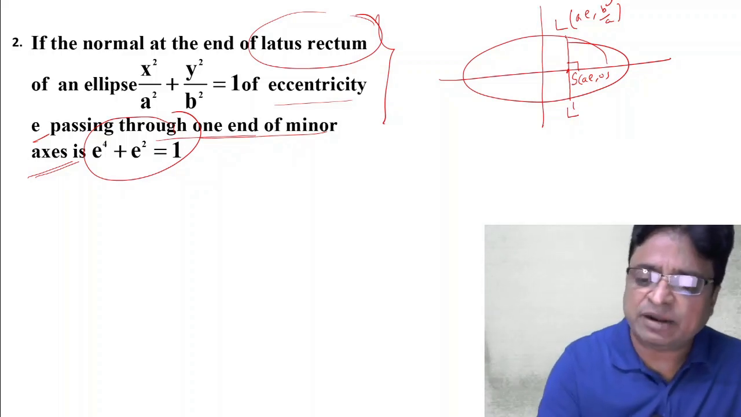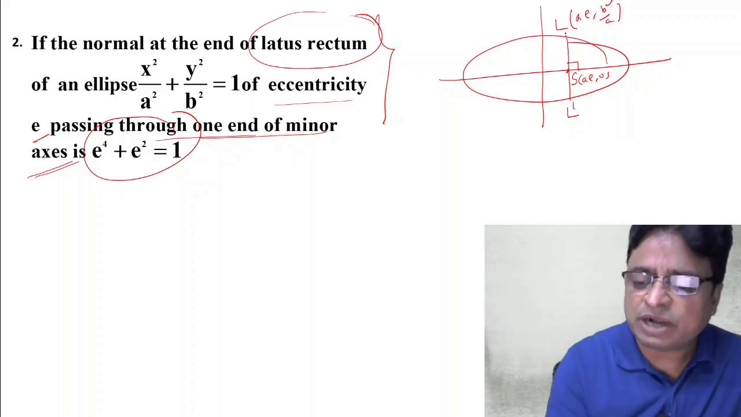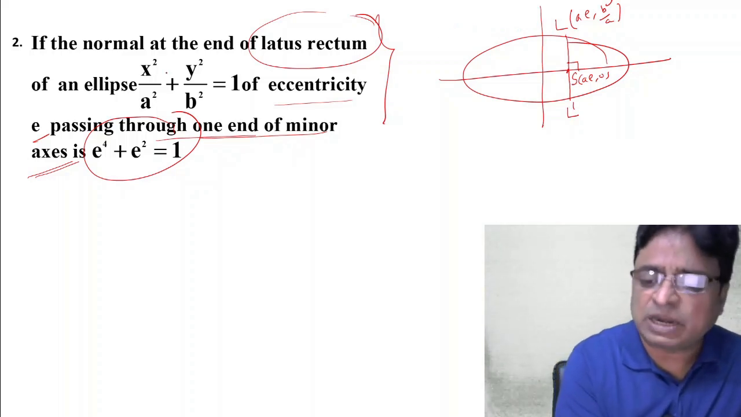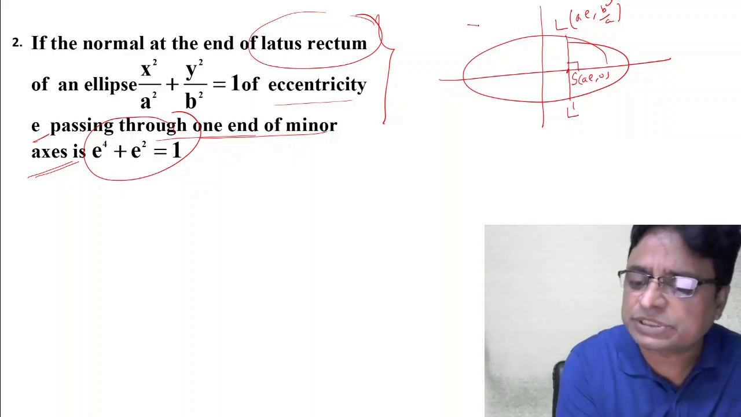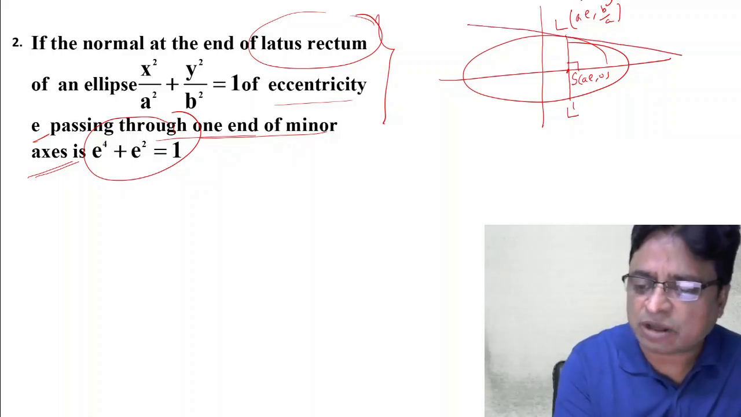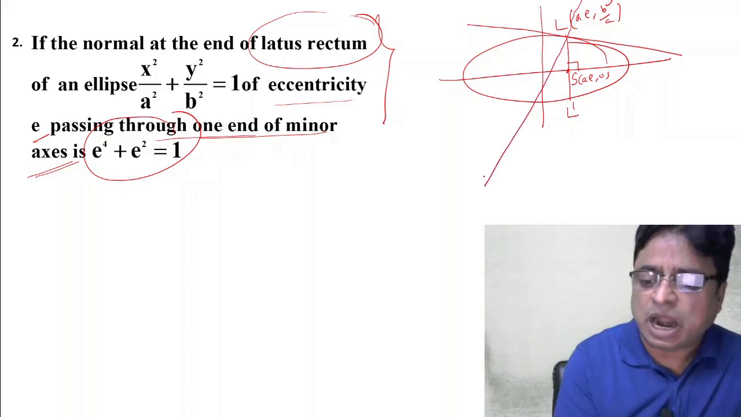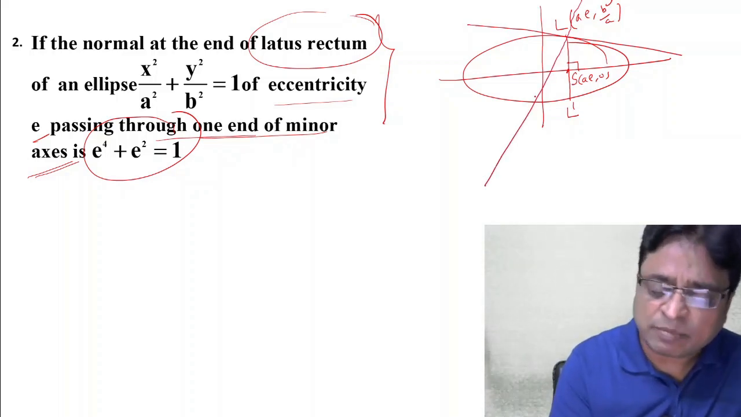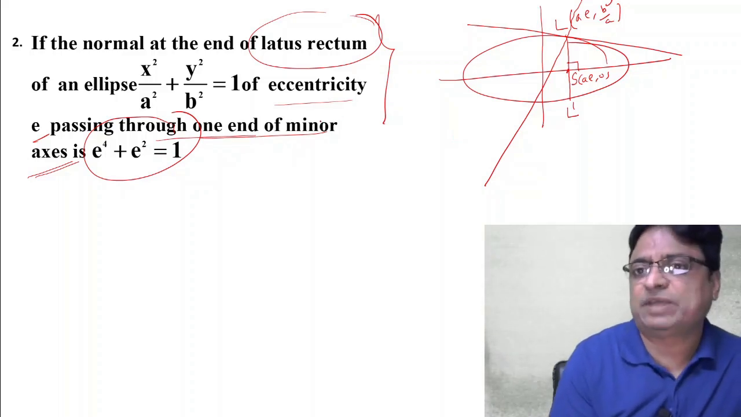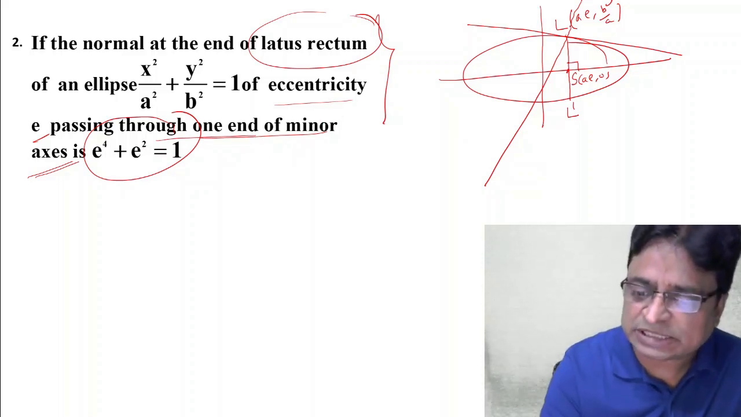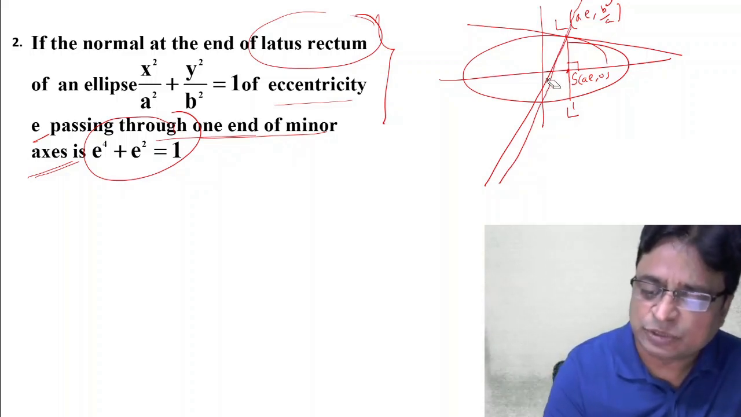So this is one end of the latus rectum. There, at the end of the latus rectum, the normal has been drawn. Suppose this is the tangent and this is the normal. The normal is passing through one end of the minor axis. So if this is the normal and it is passing through one end of the minor axis, the situation is like this.